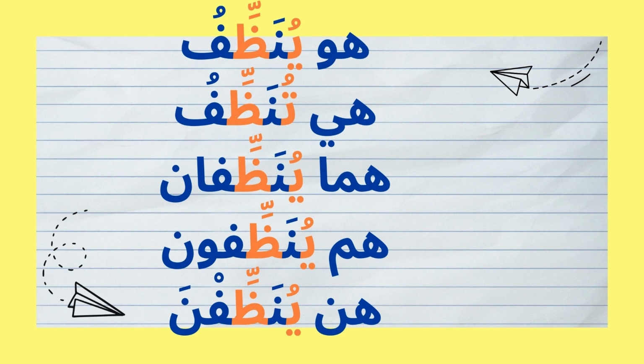And what distinguishes present tense conjugation of form two verbs from the conjugation of form one verbs again is that the dhamma falls on the prefix and the kasra falls on the second radical of the verb.